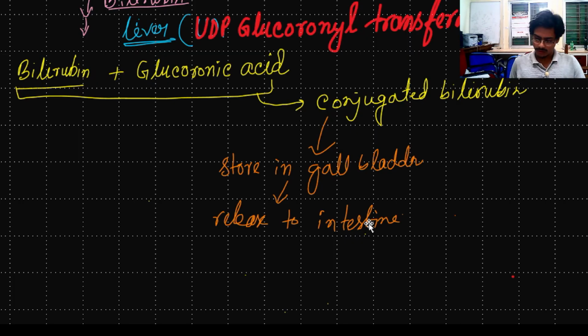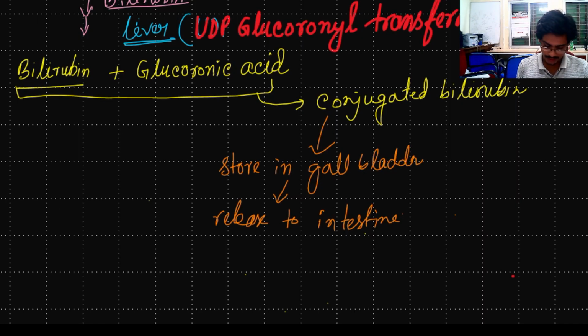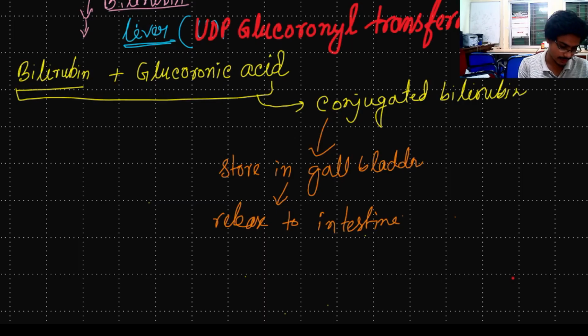So what happens? Some interesting microorganisms are there in the intestine, in both the small and large intestine, but in the large intestine a lot of microorganisms are there. This microorganism, I can write down the microorganism.